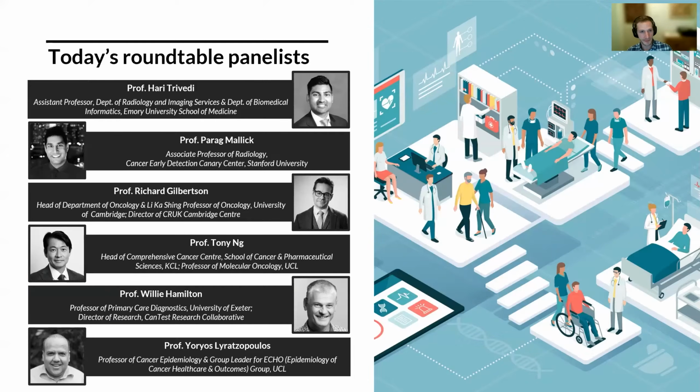So we're very lucky to have 6 panelists, and going through them in alphabetical order from start to finish, we have Professor Hari Trivedi, who's an assistant professor in the Department of Radiology and Imaging Services and the Department of Biomedical Informatics at Emory University School of Medicine. We have Professor Parag Malik, who's associate professor of radiology at the Cancer Early Detection Canary Center at Stanford.